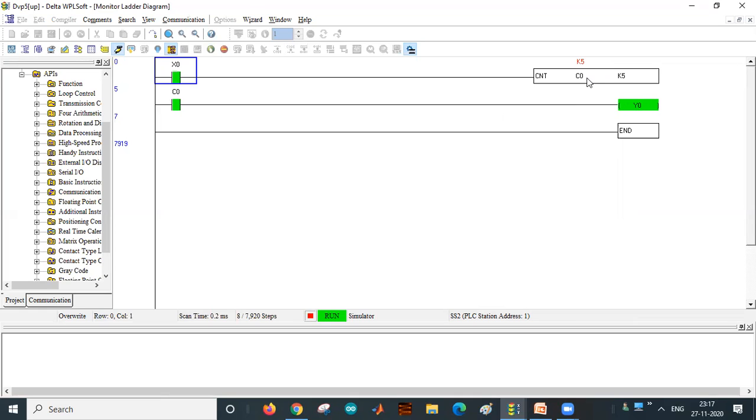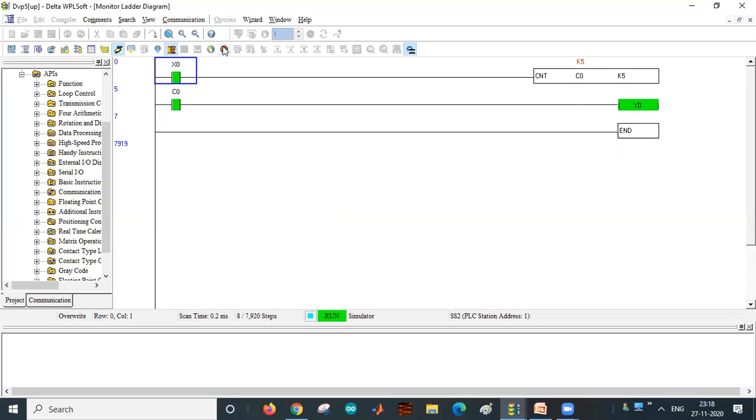Now, as we saw before, C0 is an unlatched counter. That means if the PLC is not in running mode, or the power supply to the PLC is gone, this counter will come back to 0. That is the unlatched counter. If you use a latched counter, even though the power supply to the PLC is gone, the previous value will be retained. That is the only difference.